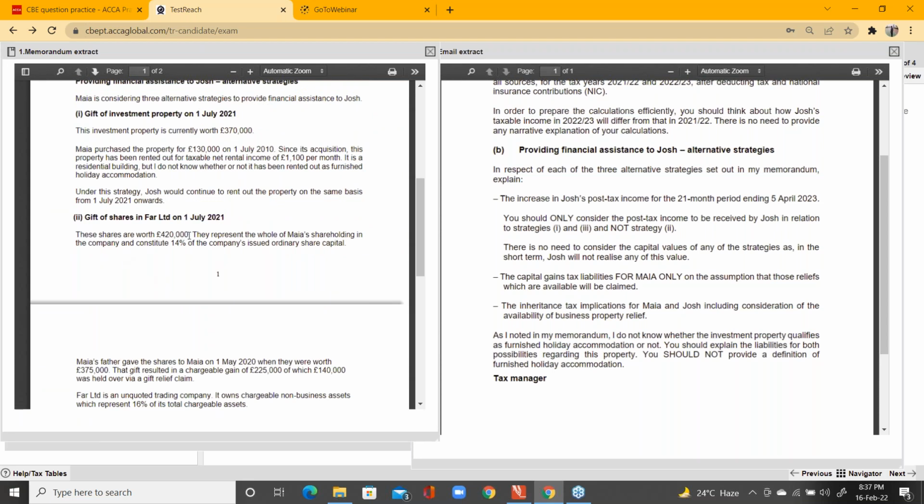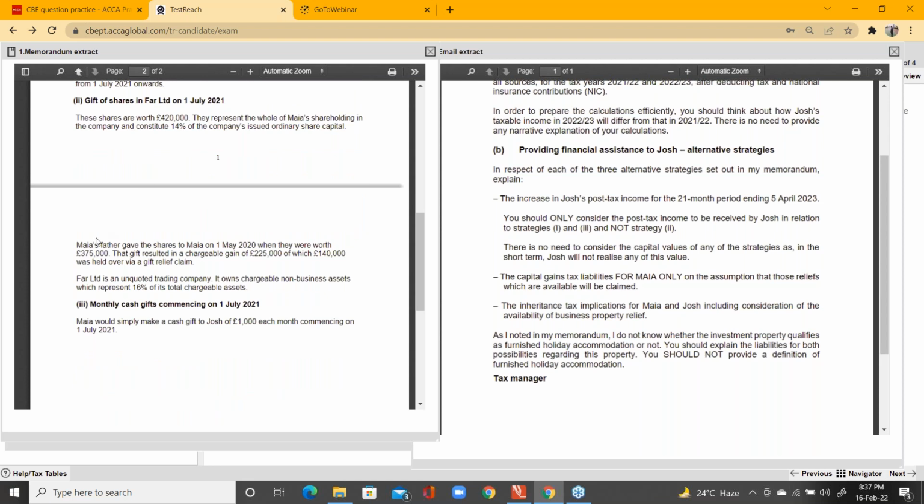These shares are worth 20,000. They represent the whole of Maya's shareholding in the company and constitute 14% of the company's issued share capital. Maya's father gave the shares to Maya on 1st May 20. You can see Maya got these shares on 1st May 20, and if she gives these shares on 1st July 21, the holding period is around 1 year, which is less than 2 years, because for claiming any business property relief or business asset disposal relief, there is a requirement that the ownership period should be at least 2 years before disposal.